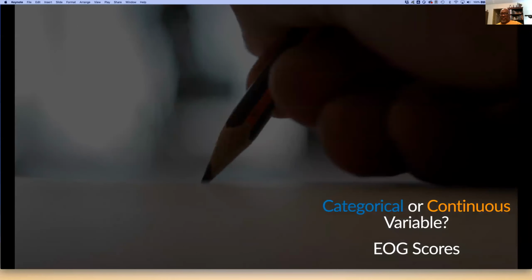Continuous. Yeah. Well, or they're categorical, for like 1, 2, 3, 4, 5. It could be both then. It depends on what the scores are, absolutely. Or proficient and non-proficient. Proficient is continuous because you can be advanced. You can be proficient and then advanced too.